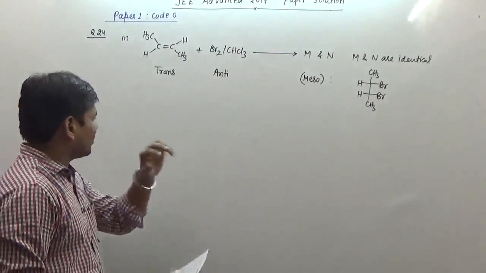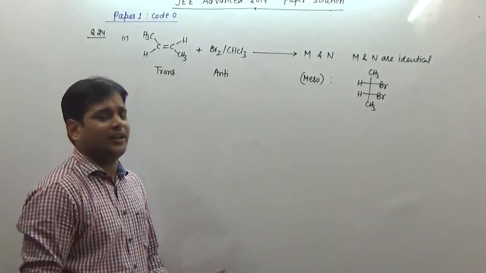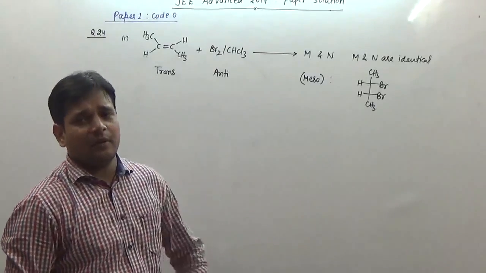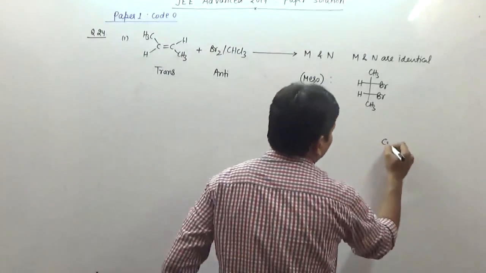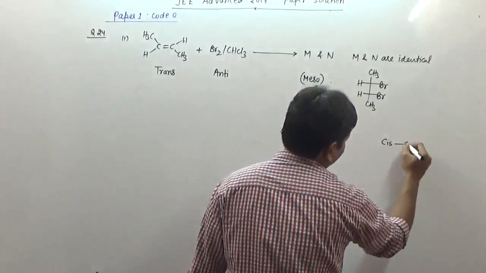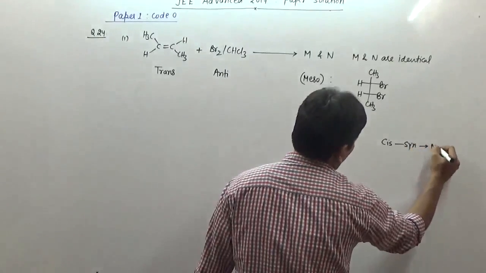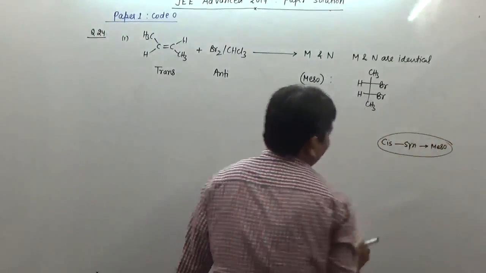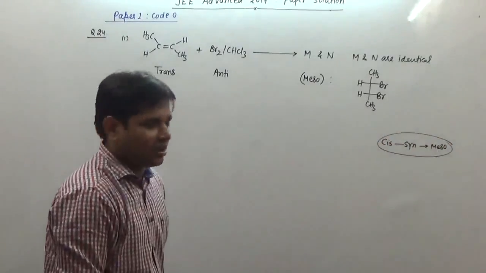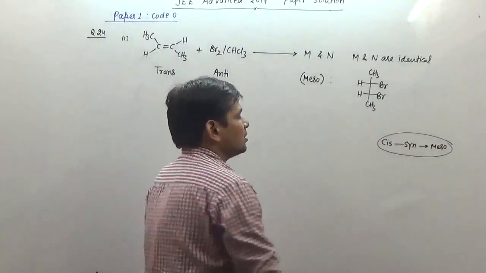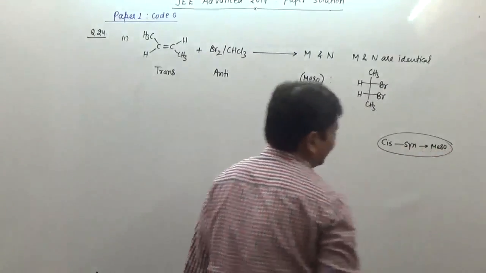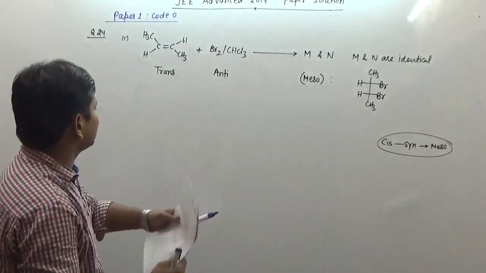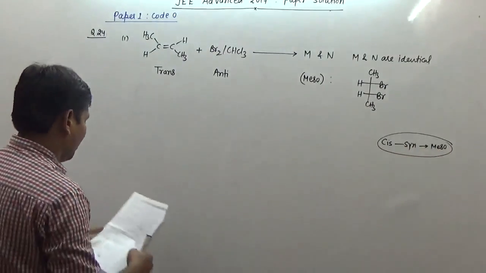You must remember the rule for symmetric addition or elimination reactions: cis, syn, meso. On cis, if syn addition is occurring, meso will be formed. By using this rule, if we replace cis by trans and syn by anti, then on trans compound, if anti-addition is occurring, again meso will be formed.